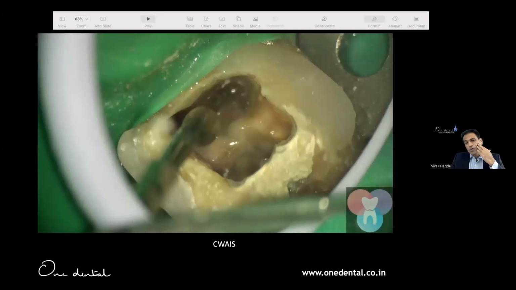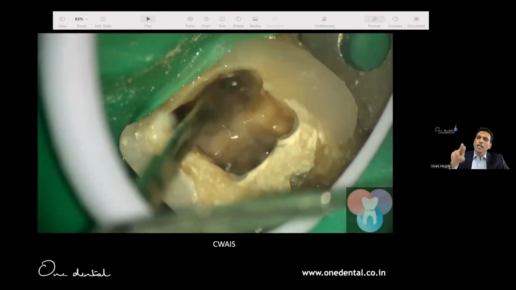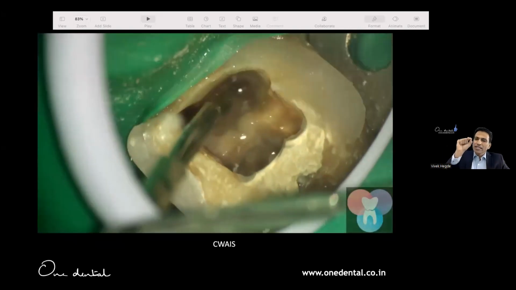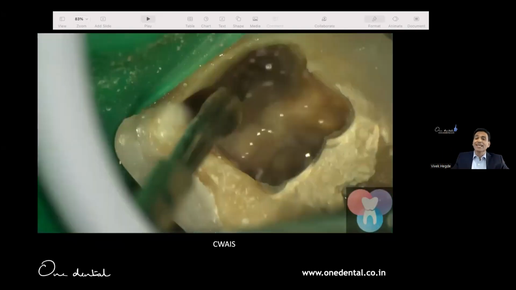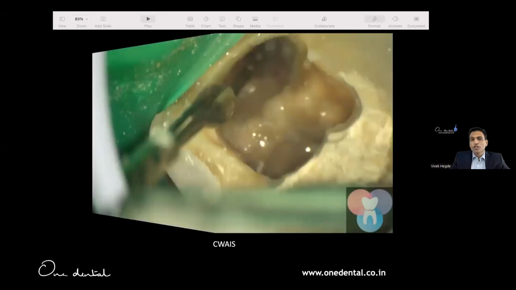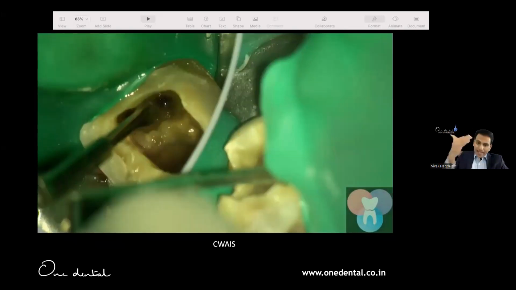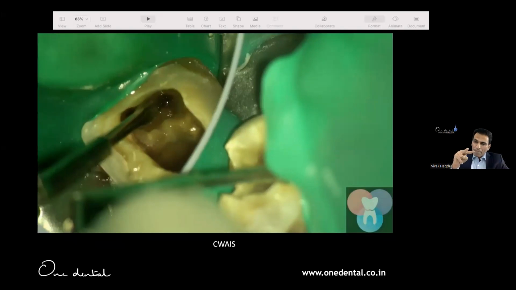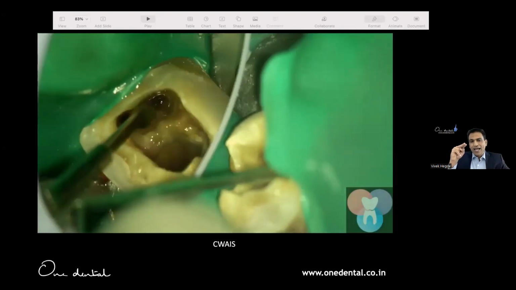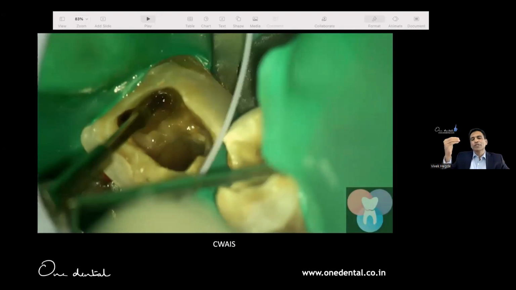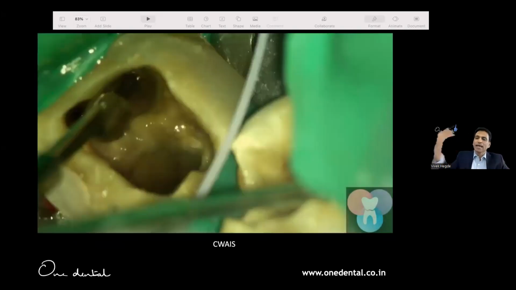They're sold by Coxo. This is the continuous wave activating irrigating system. If you see this video, you'll find there are two needles, one longer than the other. One is depositing the solution, the other is sucking it simultaneously. So the flow rate is decided, the suction rate is decided. There is one positive needle, one negative needle, and there's also the other way around. One is for the coronal third, one for the middle third, one for the apical third.